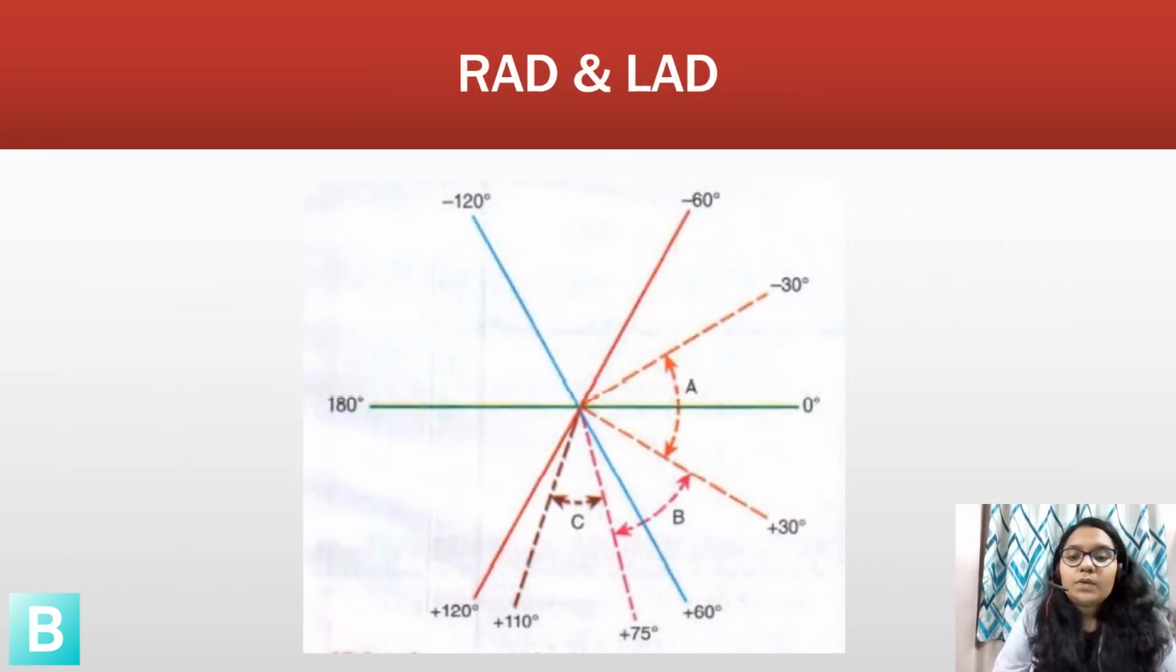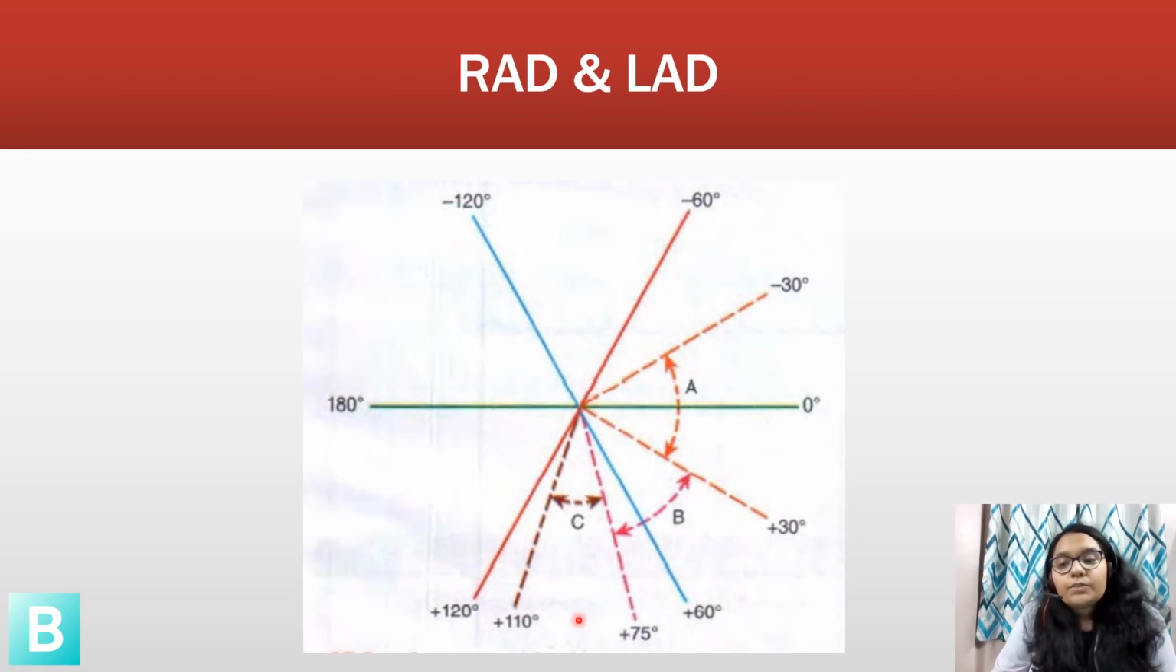The mean QRS vector lies from minus 30 degrees to plus 110 degrees. From minus 30 degrees to plus 30 degrees, there is normal left axis deviation, which corresponds to the horizontal position of the heart. Plus 30 degrees to plus 75 degrees represents the oblique position of the heart, while plus 75 degrees to plus 110 degrees represents normal right axis deviation, which corresponds to the vertical position of the heart.